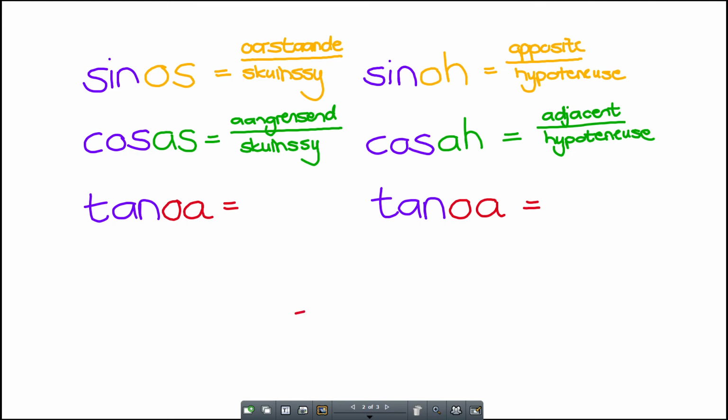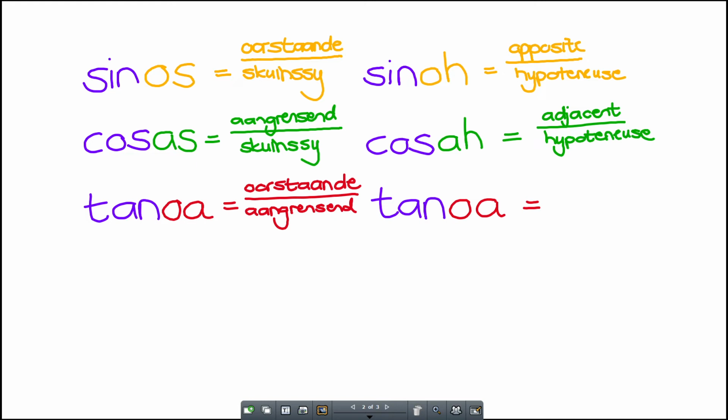Okay, so this will be opposite over adjacent, nee? So dit gaan wees oorstaande op aangrensend. Okay, now earlier I didn't say that, but please do not switch the two around. Want hierdie is sy formaat wat hy moet wees.